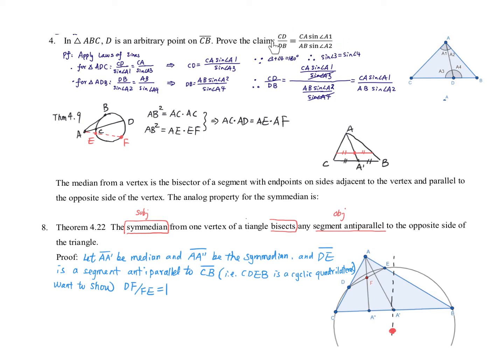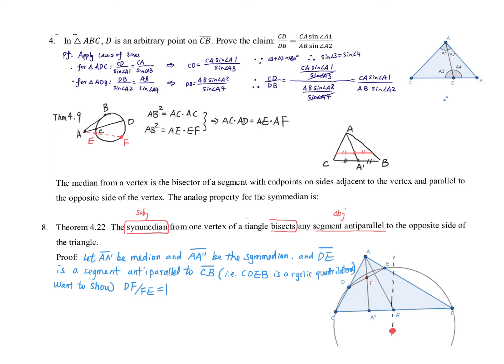These results basically link the ratio of these two segments to the ratio of the two sides. So that's the significance of that result. Another result that we will need is actually Theorem 4.9. Let me help you recall what that is.